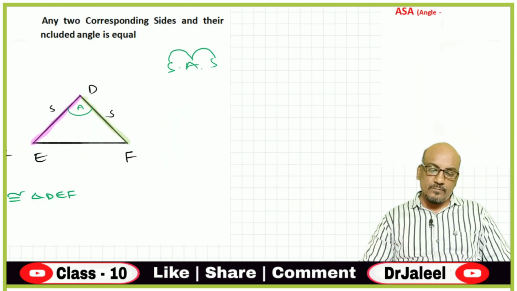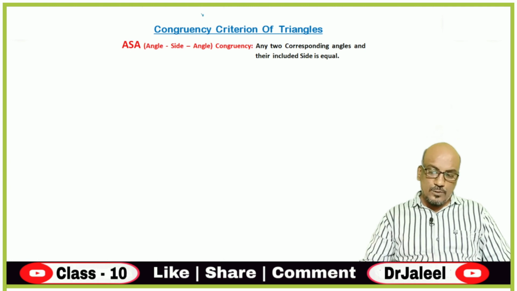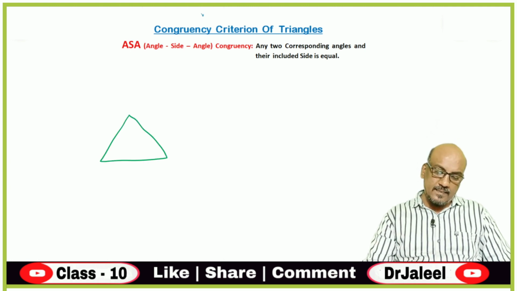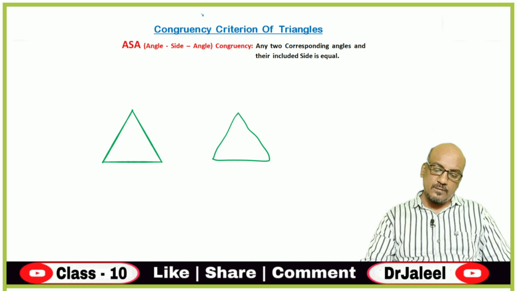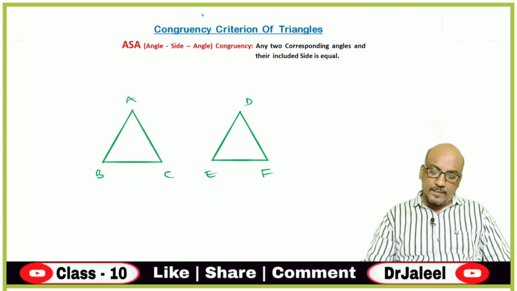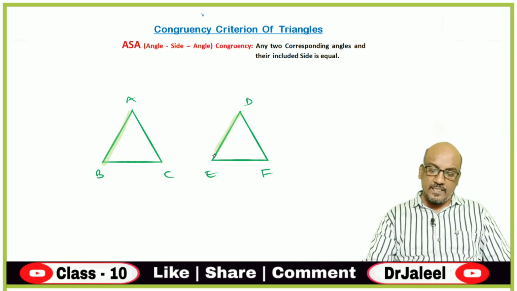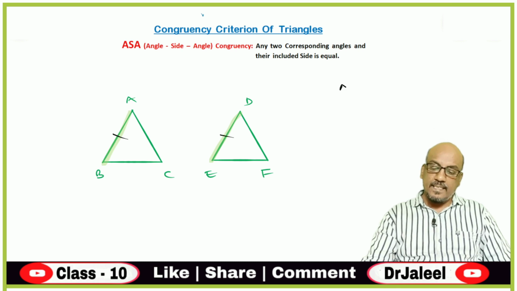Next, we'll go for ASA. So children, I am taking two triangles again here, 1 and 2. In these two triangles, ABC and DEF, now you know that only one side is equal. For example, AB is equal to DE, you knew. You knew that AB is equal to DE.